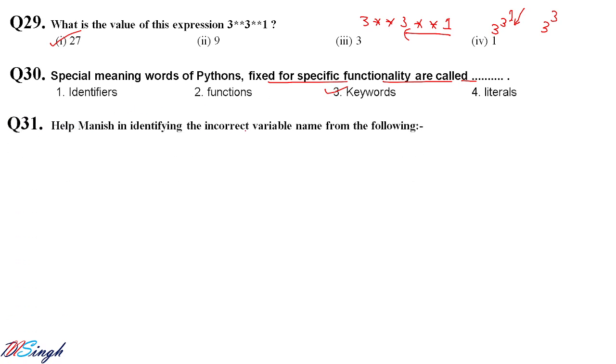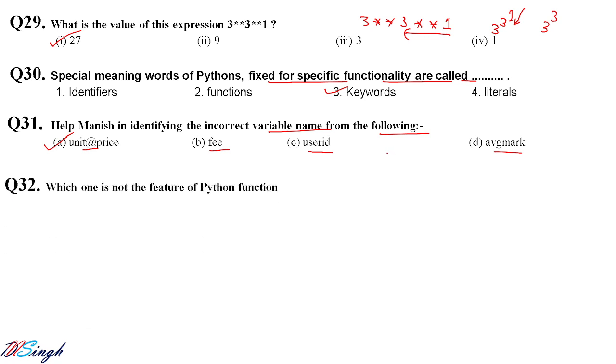Help Manish to identify the incorrect variable name from the following. Let us see, this is containing what? A special symbol. This fee is allowed. Okay, user ID is also allowed, average marks is allowed. So this one is the correct answer for this question, which is incorrect as a variable name.